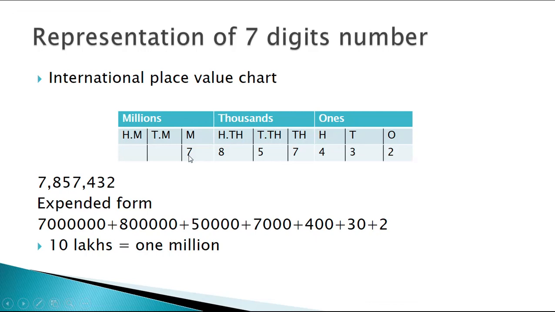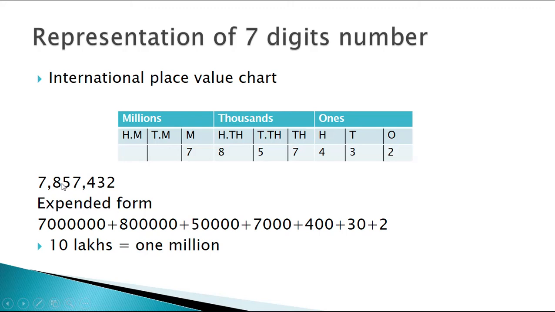So with the help of international place value chart, we can easily read it: 7,857,432. Now this same number we will write in expanded form. We will start from our left hand side. Number is 7. After 7, these are 6 digits. So we will put 60.